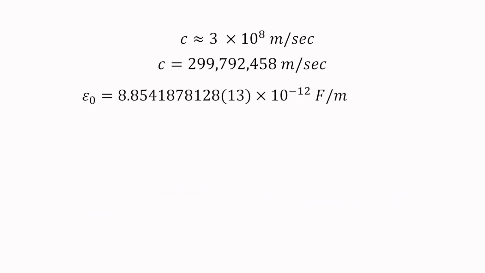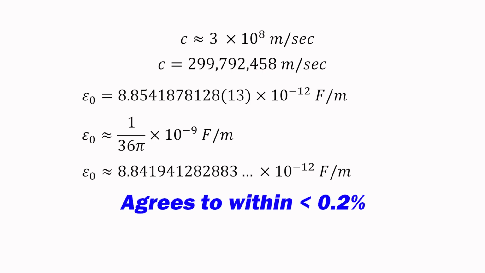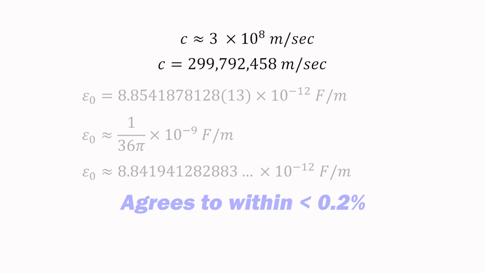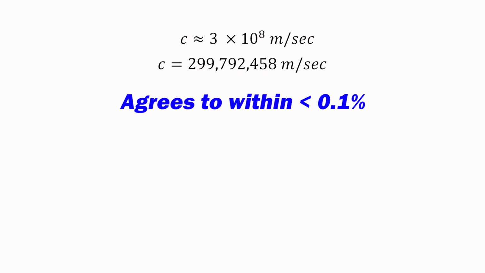Epsilon naught has been measured experimentally to the value shown here. Our approximation of 1 over 36 pi times 10 to the minus 9 farads per meter agrees with the measured value to within 0.2%. And our approximation for the speed of light agrees with the exact value to within less than 0.1%. If high precision is needed, it is good to know these exact numbers, but for most purposes, the approximations are sufficient to facilitate quicker calculations, as we will see momentarily. But it's always good to keep in mind that they are indeed approximations and not exact values.